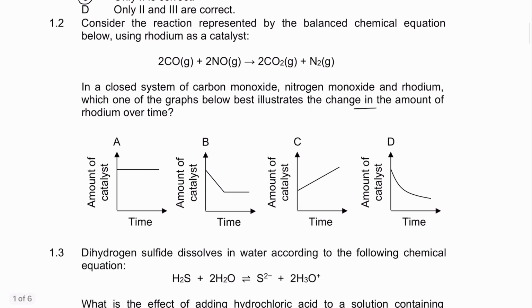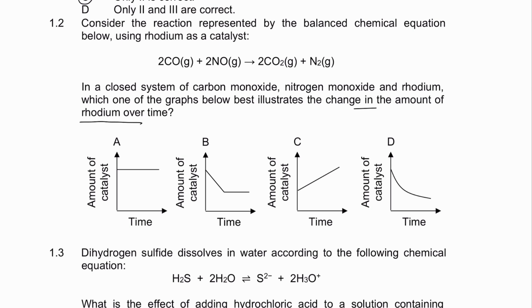Question 1.2, consider the reaction represented by the balanced chemical equation below using rhodium as a catalyst. Now you'll notice when you look at the reaction, rhodium is not there because rhodium is not part of the reaction even though it is a catalyst. It does not react with anything. So in a closed system of carbon monoxide, nitrogen monoxide, and rhodium, which of the following graphs below best represents the change in the amount of rhodium over time?